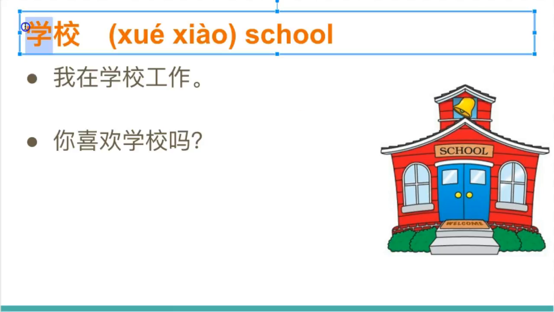Remember, we've learned 学 before. 学 means to learn, like 学生, like 学中文. 校 is kind of like a place, so it's a place of learning.